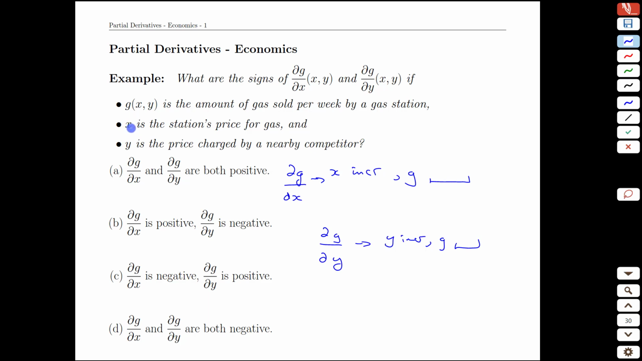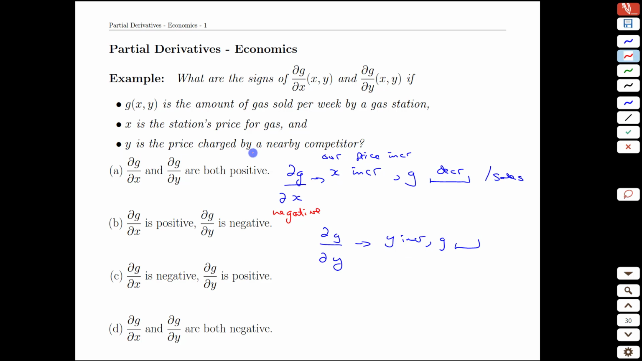All right. Well, if X is the station's price for gas, our own price, we know that if X increases, or our price increases, we can expect G, the sales, to decrease. And if that's the case, the derivative of G with respect to X, there's a partial derivative in both cases here, is going to be negative. When X goes up, when our price goes up, G goes down, our sales go down.